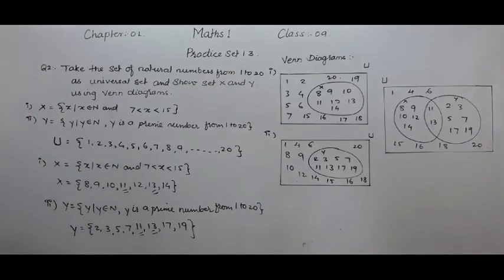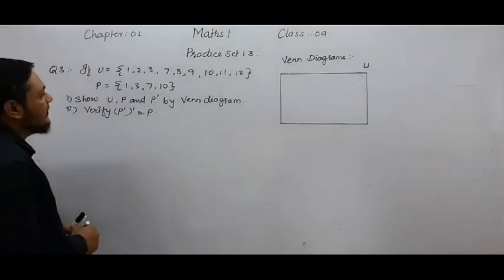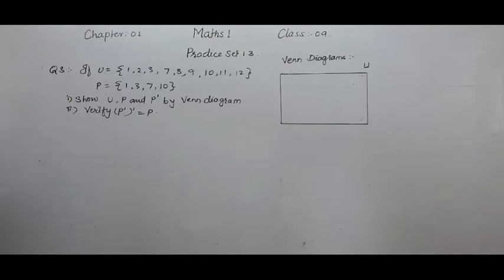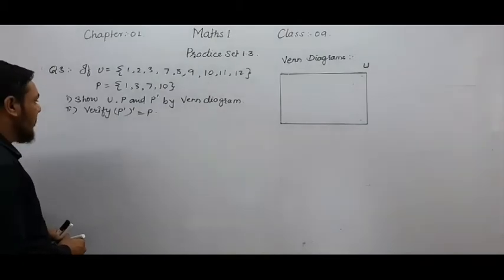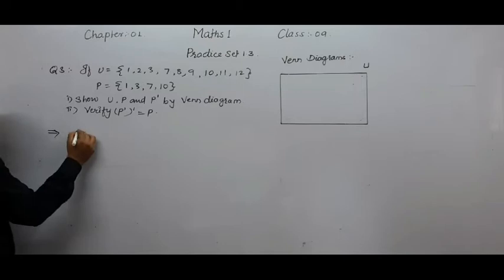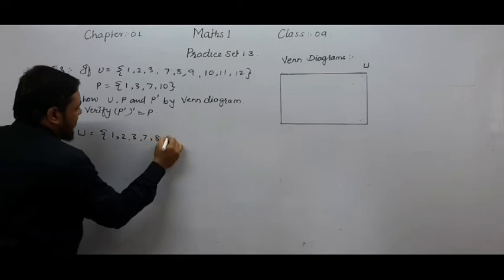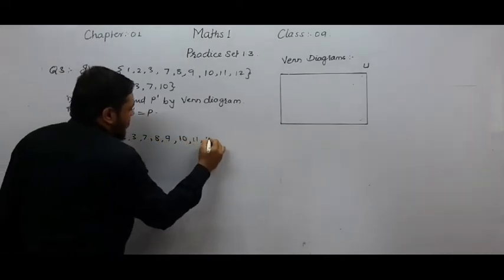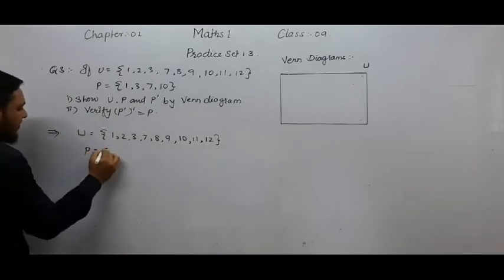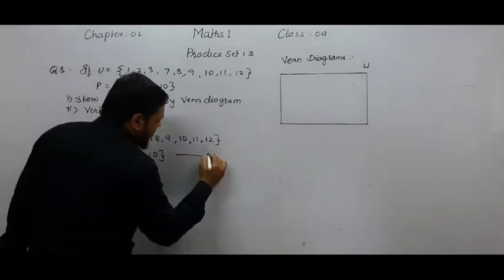Now we will move towards the next question. So student, the next question is: if U is equal to 1, 2, 3, 7, 8, 9, 10, 11, 12 and P is equal to 1, 3, 7, 10, then show U, P and P complement by Venn diagram. Also we have to verify that complement of P complement is equal to P. So first we will write the universal set here. U is equal to 1, 2, 3, 7, 8, 9, 10, 11, 12. Now we will write set P. Set P is nothing but the set of elements 1, 3, 7, 10. Let this be equation number 1.